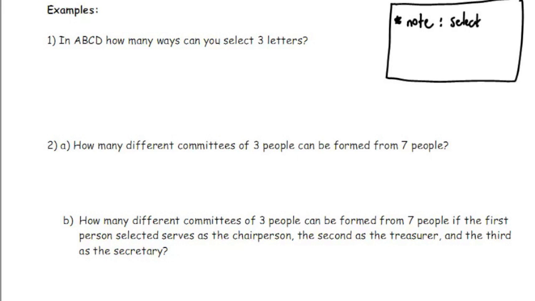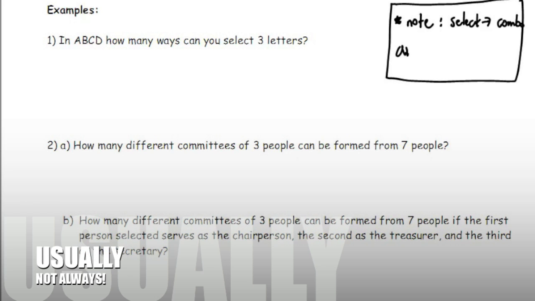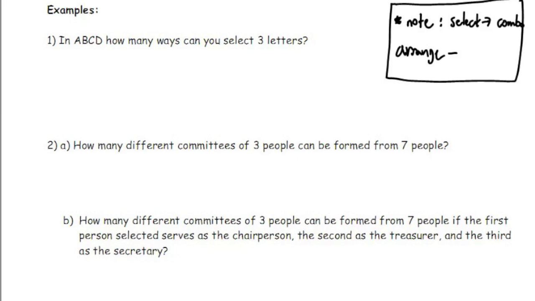It's the idea that if you see the word select, that probably means you're doing some sort of combination type question. And if you see the word arrange, that usually means a permutation. Taking a look at question 1. In ABCD, how many ways can you select 3 letters? Well, our box works out beautifully here. And the idea is we are using combinations. In which case, let's just use our newfound notation.